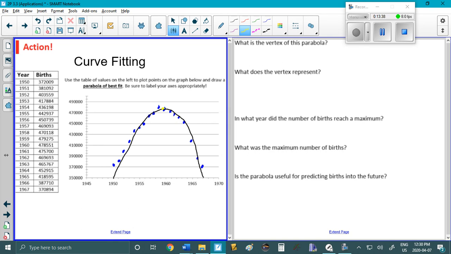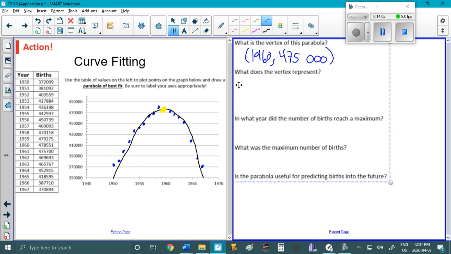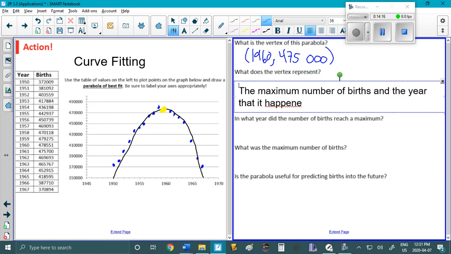So first of all, it says, what's the vertex? So that looks like it's here. Let me use a different color here so you can see it. It looks like it's 1960, comma, and then we go over here. Well, what's that? 480, let's say 475,000. What does the vertex represent? Well, in this case, it represents the maximum number of births and the year that it happened.